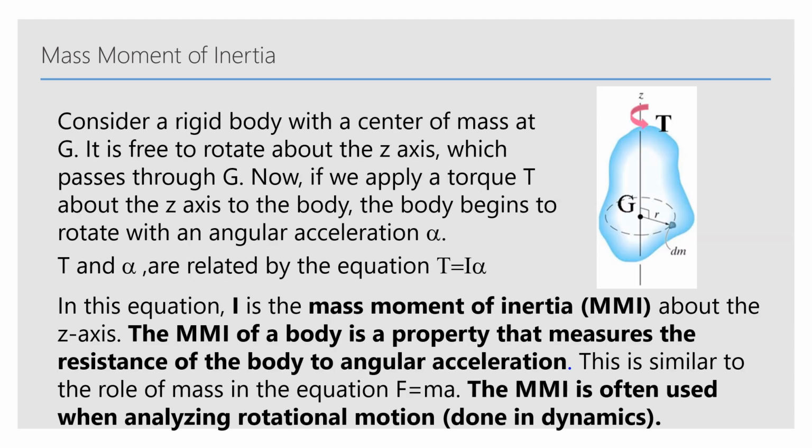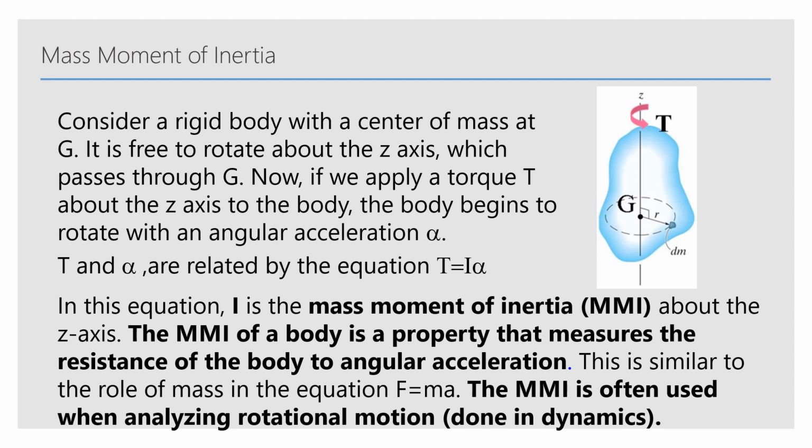So let's consider a rigid body with the center of mass at G. It is free to rotate about the z-axis, which passes through G. Now, if we apply torque T about the z-axis to the body, and the body begins to rotate with angular acceleration of alpha, then T and alpha are related by the following equation, where you have T equals the inertia times alpha. In this equation, I is the mass moment of inertia, which is MMI, about the z-axis.